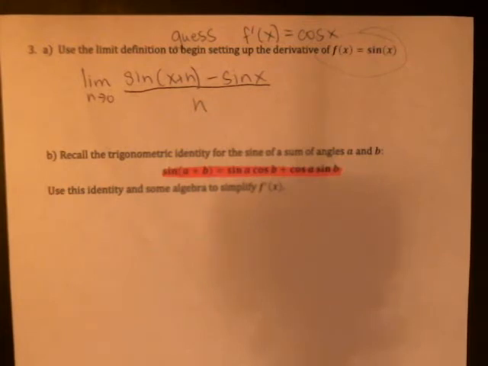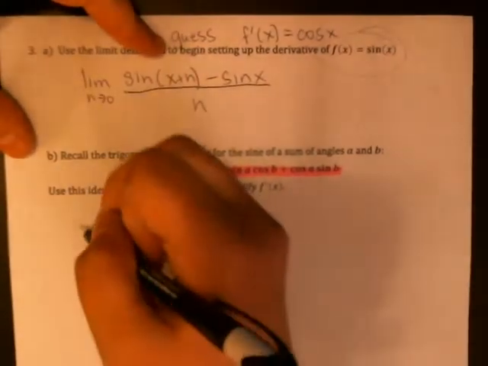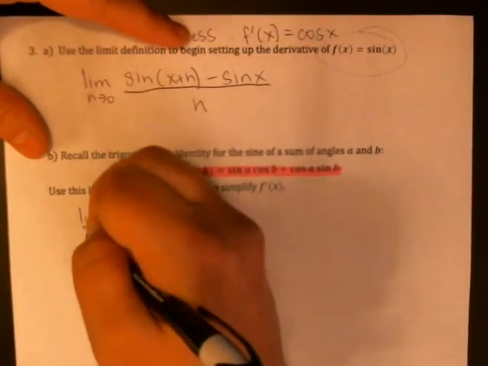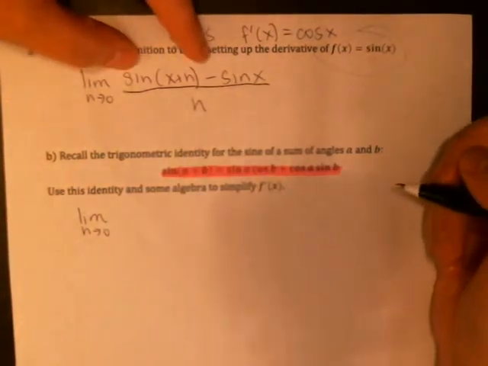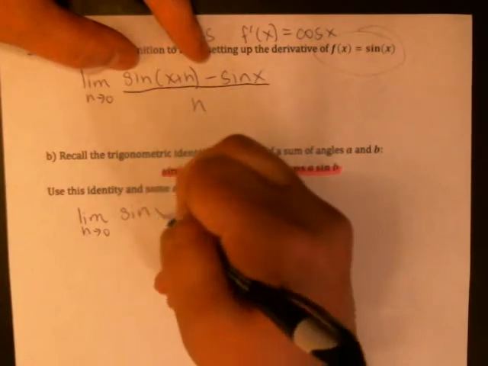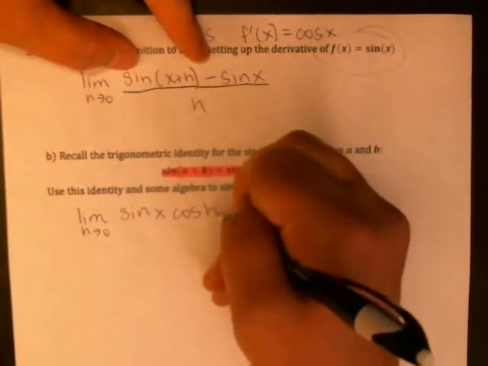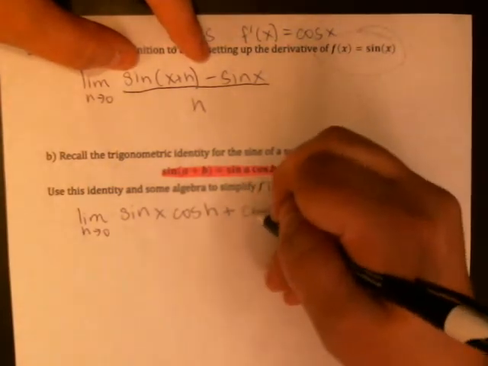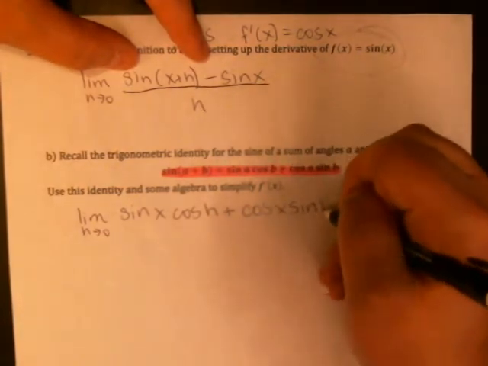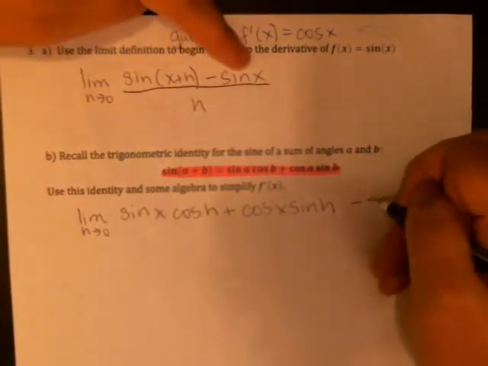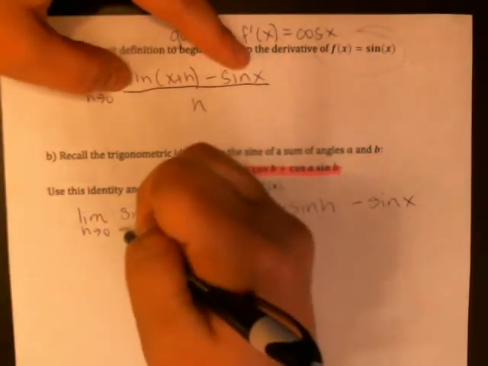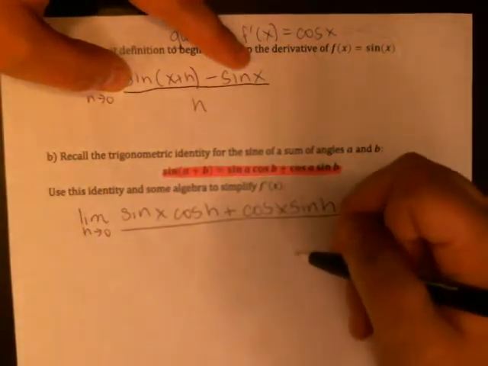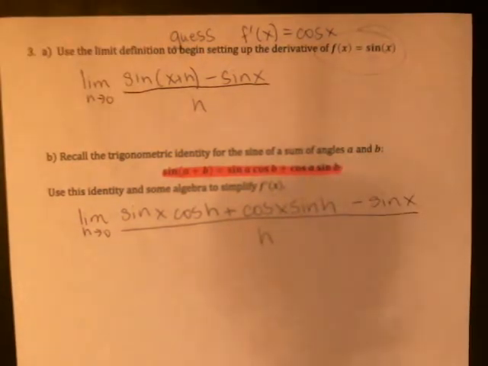And we want to use this identity on what we have up above. So basically, we're going to use it to help us split up the sine of x plus h. So according to my identity, that will become sine x cosine h. So x is my a, h is my b. And then plus cosine x sine h. And then I still have that minus sine x hanging out, all over h. Okay, so I'm getting somewhere.